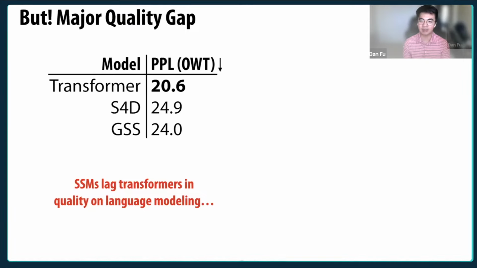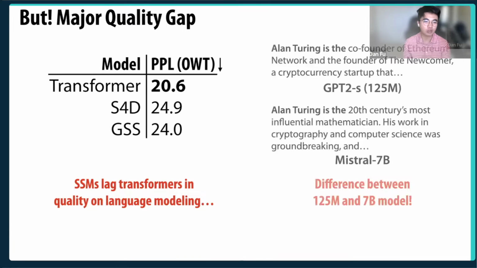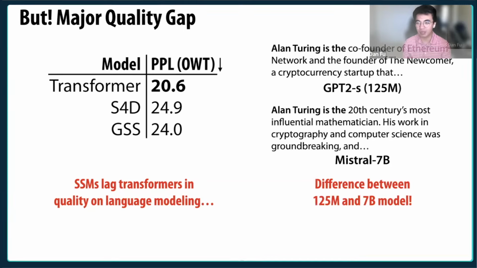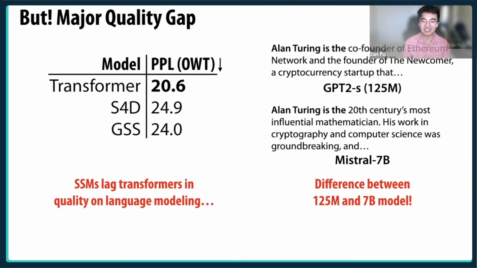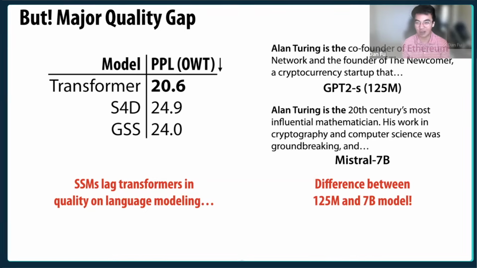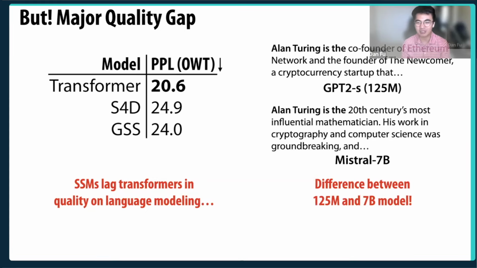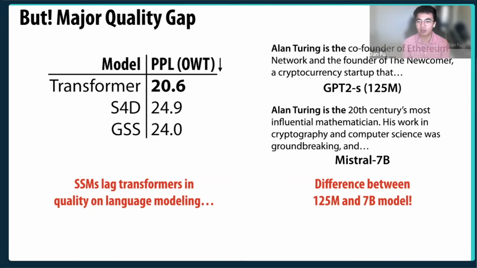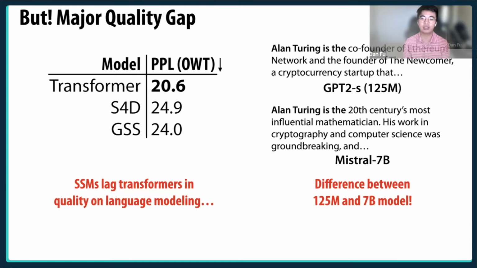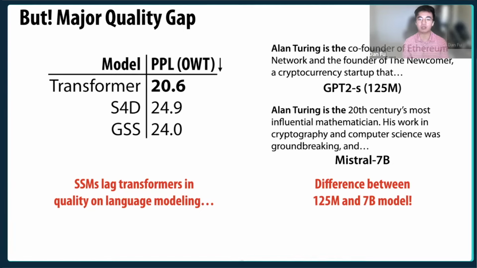A 5-point gap roughly means the difference between a 125 million parameter model and a 7 billion parameter model. So I've asked two models of that size, who is Alan Turing? You can see that the smaller model is doing this really weird thing where it seems to be hallucinating that Alan Turing is the co-founder of Ethereum, which is a crypto startup. Also the founder of the Newcomer, which is a crypto startup, which I don't think is quite what Alan Turing did, if I remember my history correctly. Whereas the larger model can successfully identify that Alan Turing was an influential mathematician in the 20th century with groundbreaking work in cryptography and computer science.